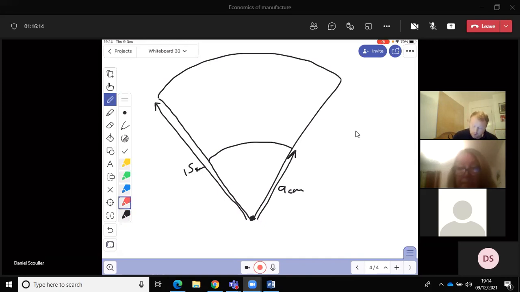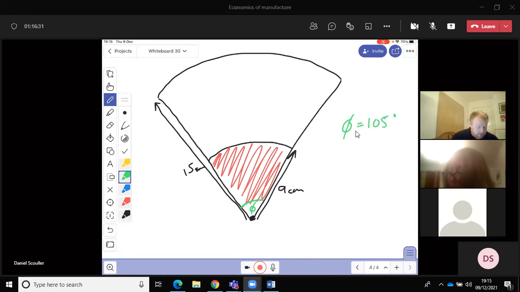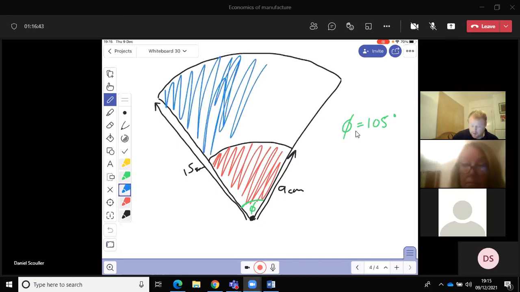This area in here is cut out. That's an angle. The angle in this case is 105 degrees. I'll do my best to copy this down. So that red shaded area is cut out. The blue shaded area is the shape that we want to find the area of.